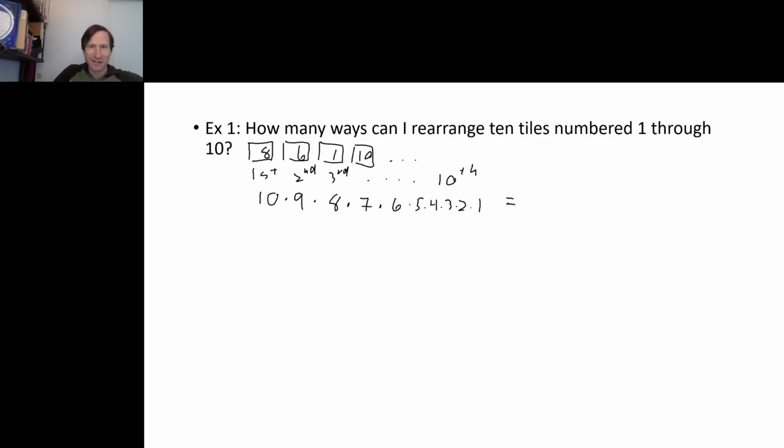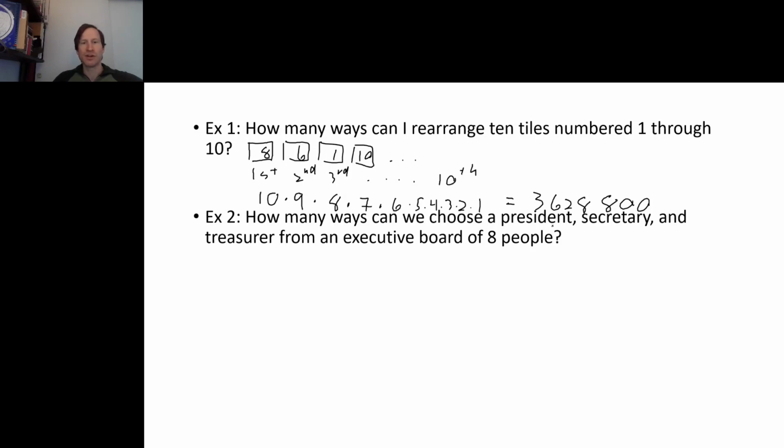Turns out this is 3,628,800. So lots of possible ways to arrange those tiles. For another example, let's figure out how many ways we can choose a president, a secretary, and a treasurer from an executive board of 8 people.